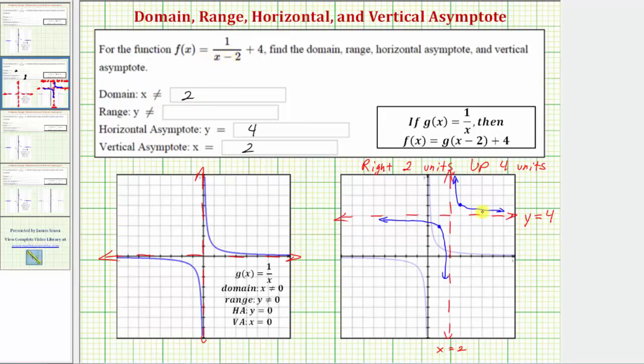And the range, or set of all possible outputs, would be all real numbers except where we have the horizontal asymptote of y equals 4. So the range would be all real numbers except y cannot equal 4. Notice as x increases without bound toward the right, the graph approaches the value of 4 but never reaches it. And as x decreases without bound, or the graph moves to the left, again the graph approaches the y value of 4 but never reaches it.